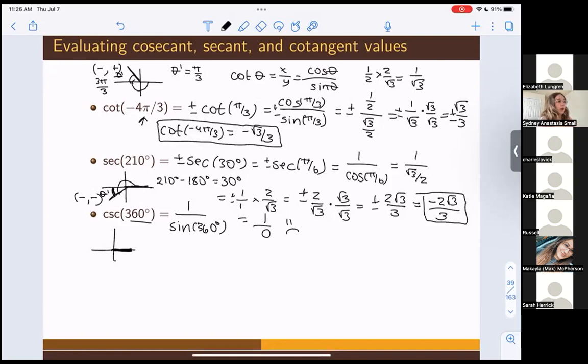That's not allowed. We're not allowed to divide by 0 in math. It's one of the greatest big "you cannot do this" rules of math. So this cosecant of 360 degrees is actually undefined. We had another example like this at one point where we were looking at the tangent of, I believe it was, pi halves, and we ended up having to divide by 0, so that didn't exist either. There will be times where you will end up dividing by 0, and as such, something will not exist.